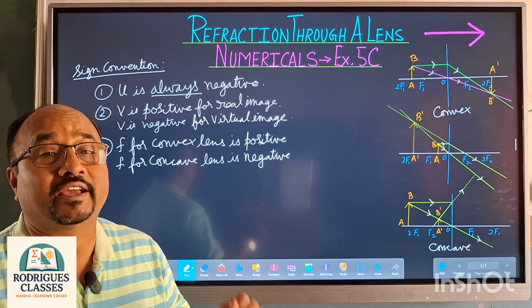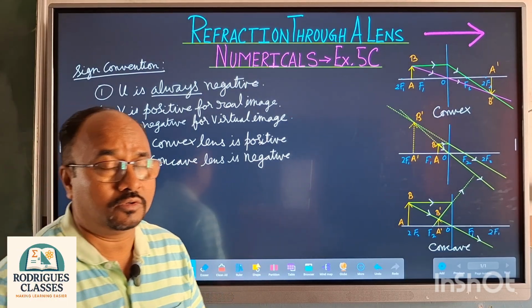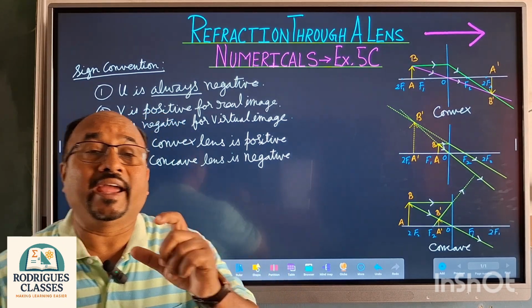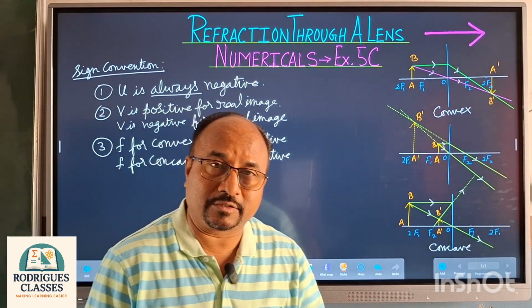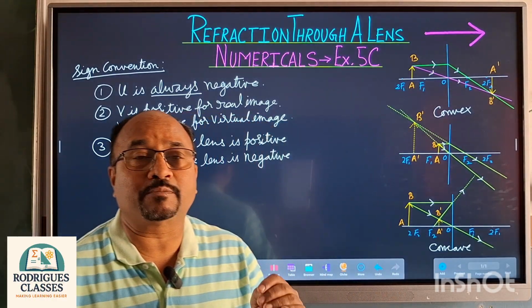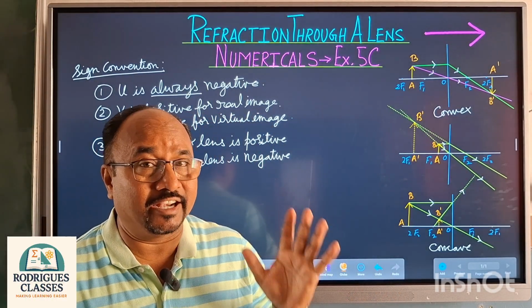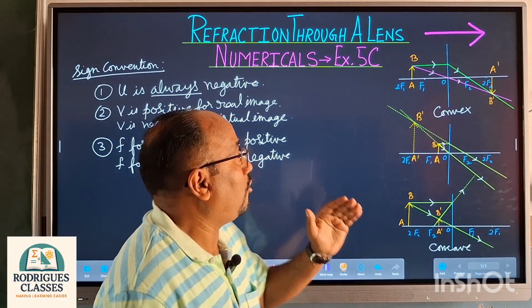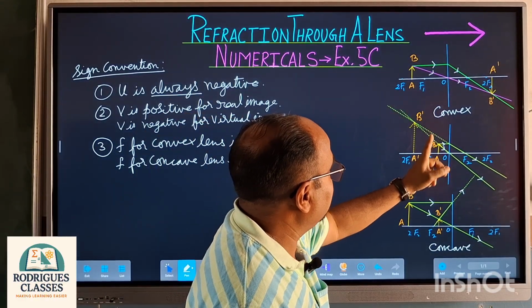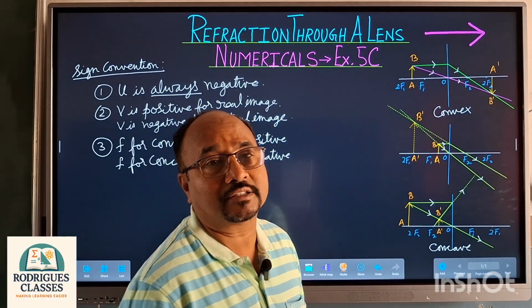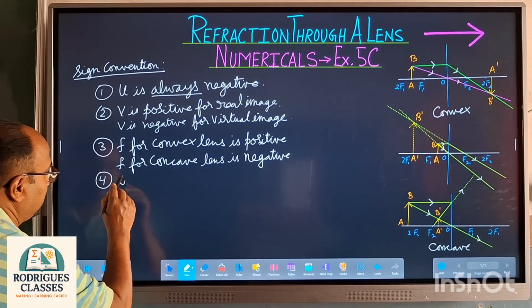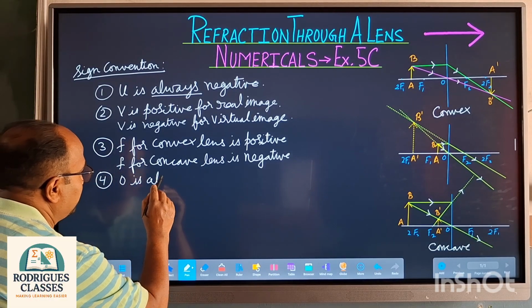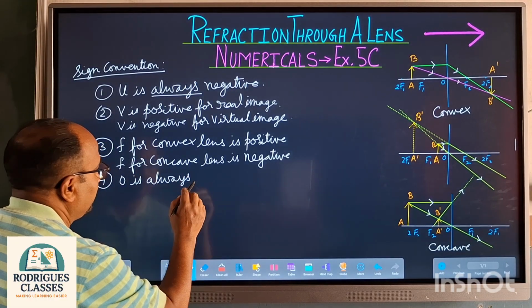Okay, now let us take a look at I and O. Any measurement above the principal axis has been told to be taken as positive and below the principal axis as negative. So object we always place above the principal axis. So I will say O is always positive.